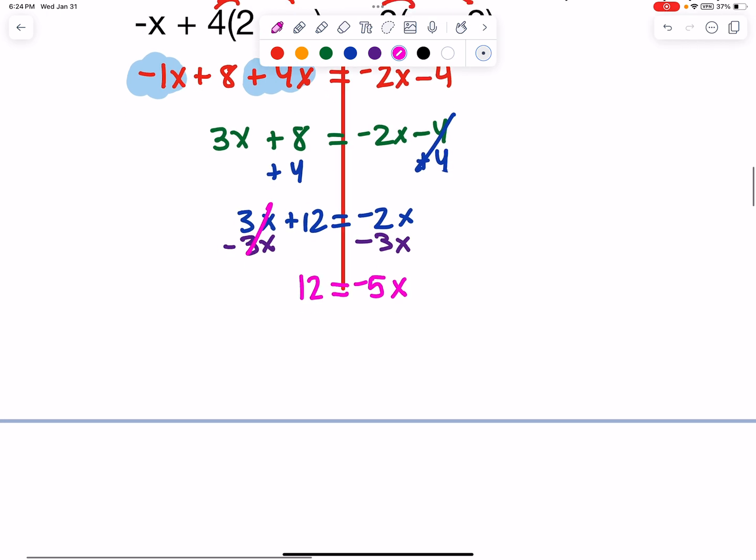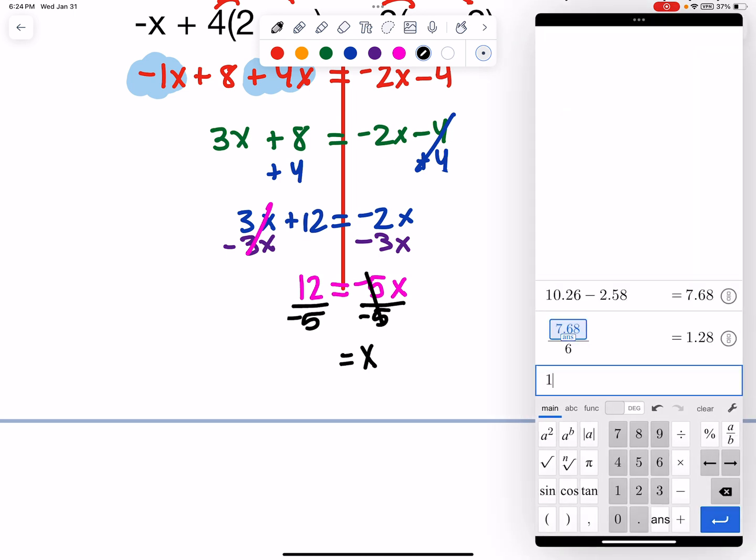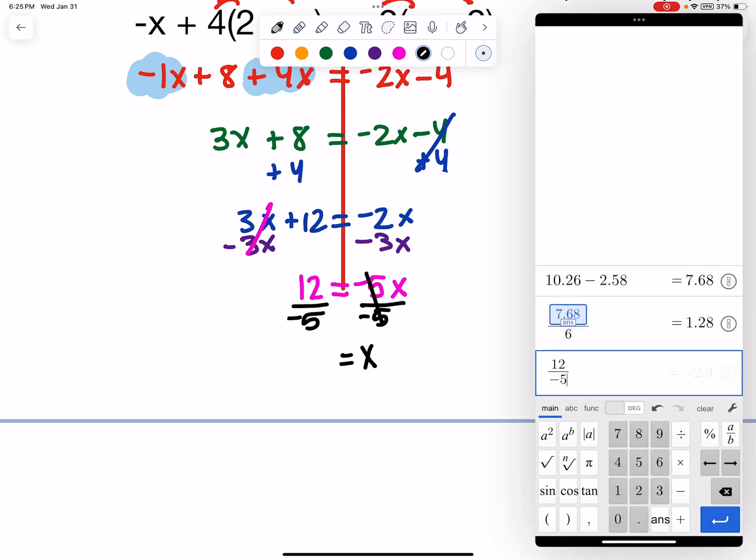Okay. All right, now I have to isolate the variable. So we're going to divide by negative 5, divide by negative 5. That goes away, and we're left with x equals 12 divided by negative 5. So let's see what that looks like. 12 divided by negative 5 is just negative 2.4. So there we go.